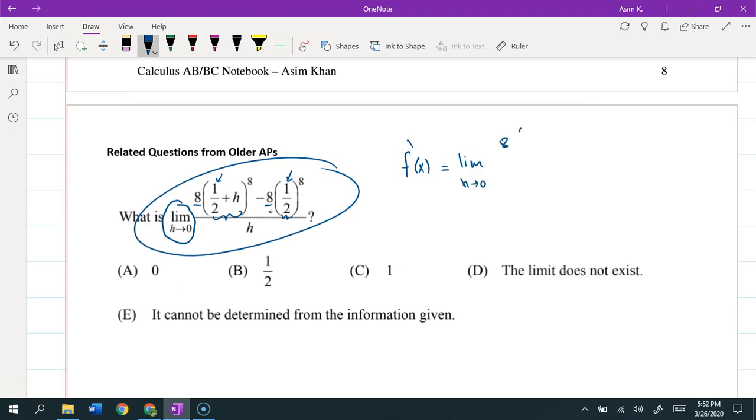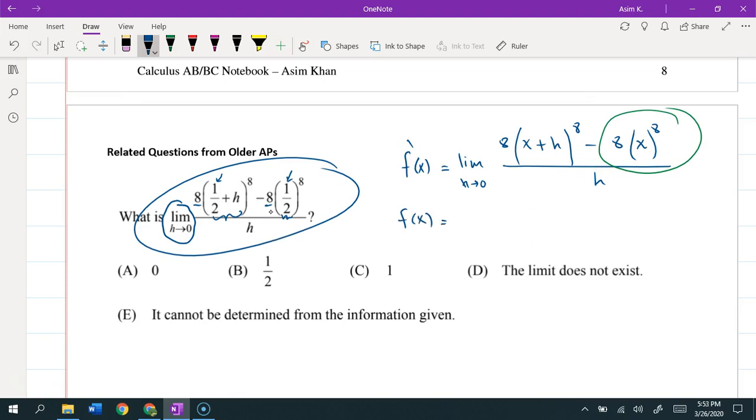So 8 times x plus h to the power of 8 minus 8 times x to the power of 8 over h. All right, so again, have you been able to figure out what the function is? If you look right here, that's where the function lies, okay? That means the function must be 8x to the power of 8. They want you to take its derivative, and then when you take its derivative and you end up with 64x to the power of 7, they want you to plug in the number a half into it, all right?